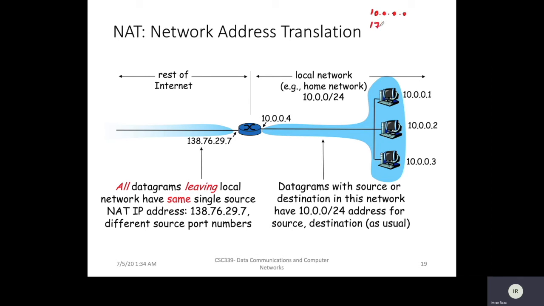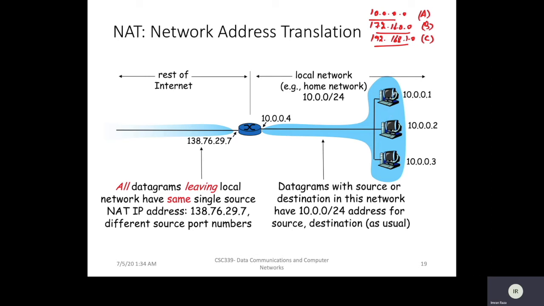Then we have 172.16.0.0, which is the free series in class B. And then we have 192.168.1.0 in class C. So these are the free series that can be used by any machine in any network.